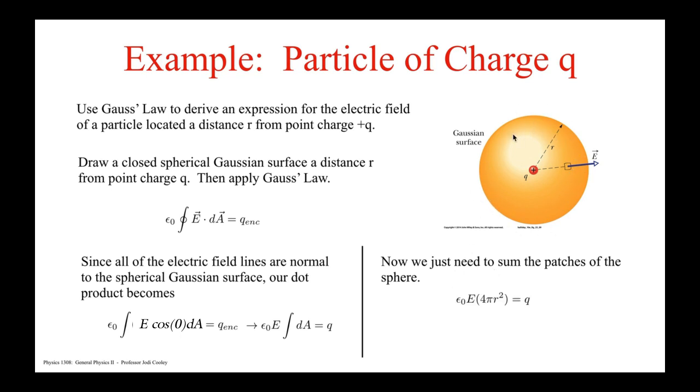When we do that, we end up with 4 pi r squared. So that leaves us with epsilon naught E times 4 pi r squared is equal to Q. Rearranging the terms and solving for E gives us E is equal to 1 over 4 pi epsilon naught times Q over r squared. This you might recognize as Coulomb's law. This should give us a lot of reassurance that when we look at the case of a point charge, we get back Coulomb's law.